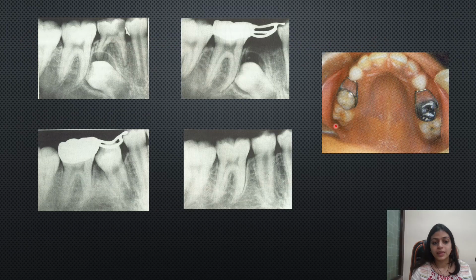So these are the pictures. Here we can see if this is indicated for extraction, then this is how this permanent first molar is banded, and then this band and loop space maintainer is given, and then we can see once the tooth erupts we can remove the appliance. So this is the band and loop space maintainer.